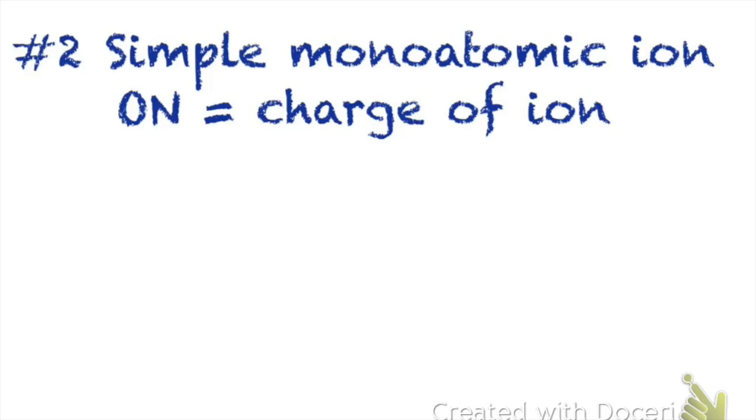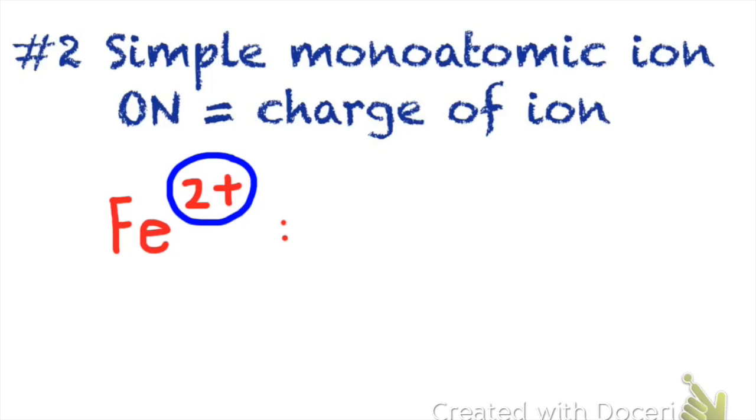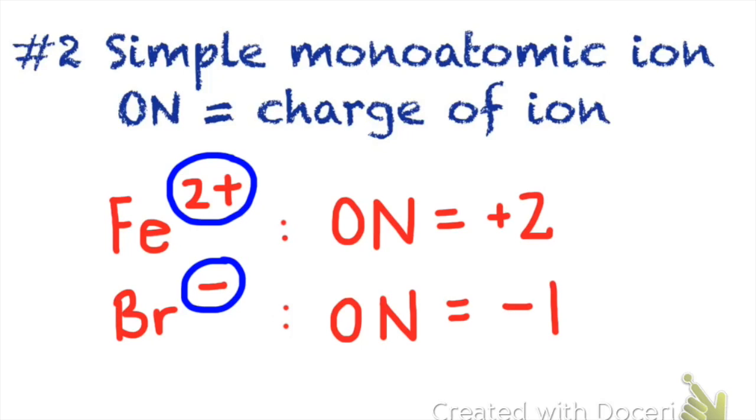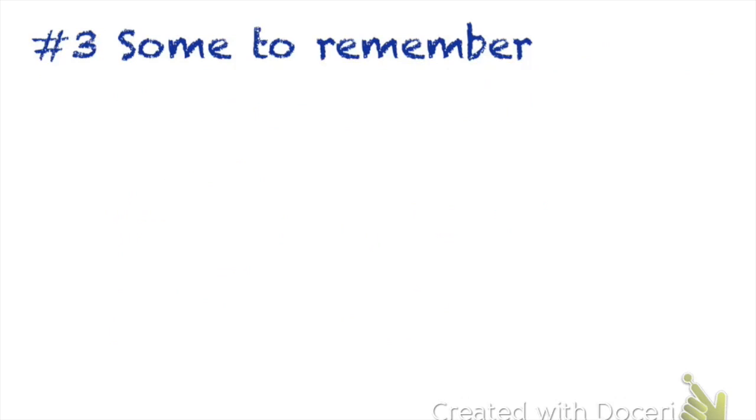Second rule, simple monatomic ions, their oxidation number is simply equal to the charge of the ion. And so if we take the Fe2+ ion, it's a monatomic ion, just Fe, its charge is 2+, and therefore its oxidation number is equal to +2. Notice again how the order switches around of the number and the symbol. Another example, Br-, the bromide ion, it has a charge of 1-, and so its oxidation number is -1.